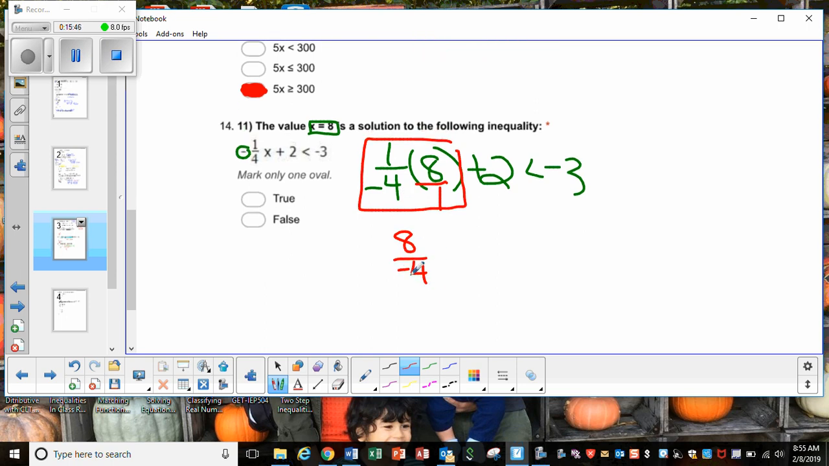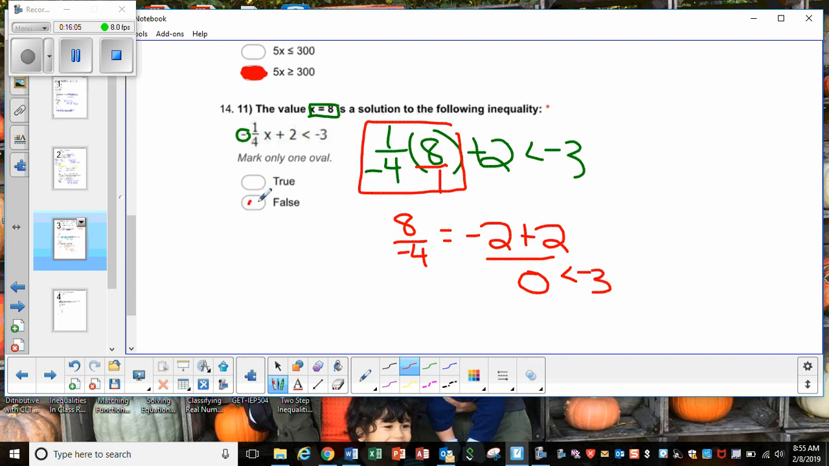I'm going to finish this out by dividing. 8 divided by negative 4 is negative 2. And I'm going to do negative 2 plus 2, which is my second step, addition. And that gives me 0. I'm asking myself, is that less than negative 3? And that is false. 0 is actually greater than negative 3 because it's closer to 0. So I choose false. And you can think about that in terms of a number line.